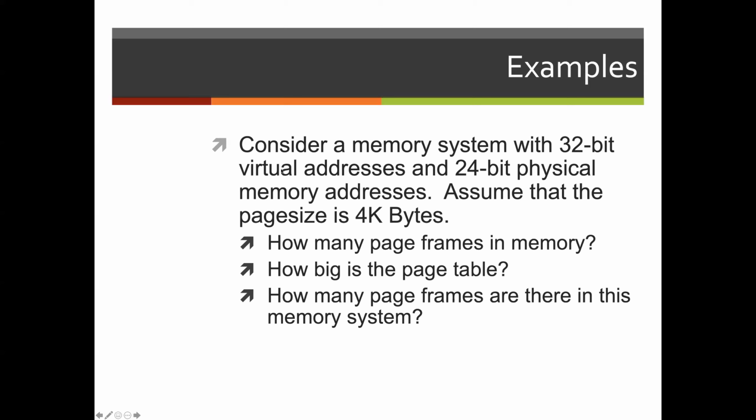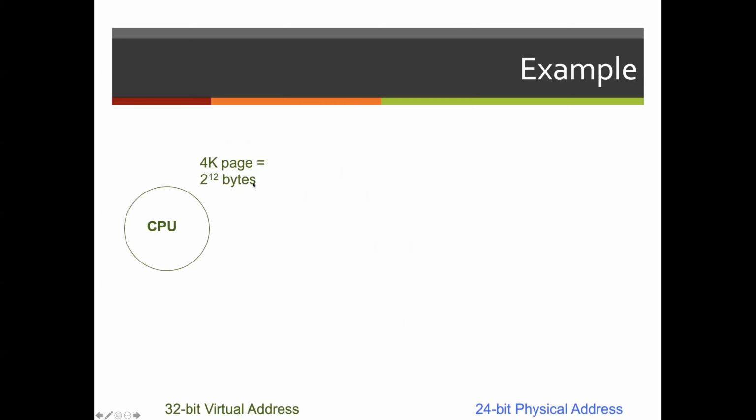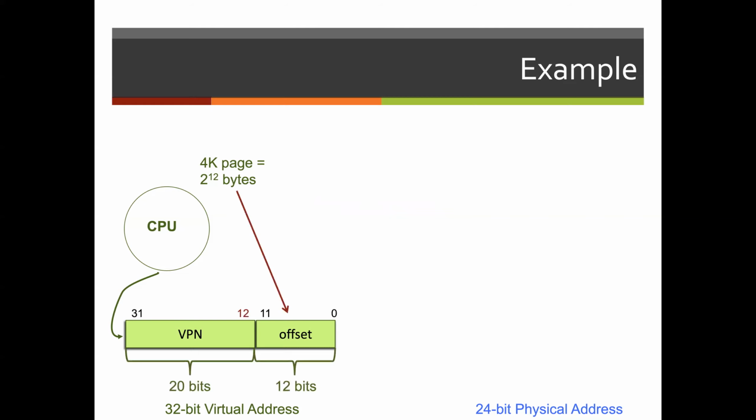So if we're able to map that appropriately, we have a 4K page, which is 2 to the 12 bytes. We have a CPU, and then we have our 32-bit virtual address. We have the VPN and the offset, and we need to get to a 24-bit physical address. So we'll need to do a translation. We have 12 bits based off of what we know, so we'll go to our page table that has our page frame numbers available for us. And so we have 20 bits that are available.